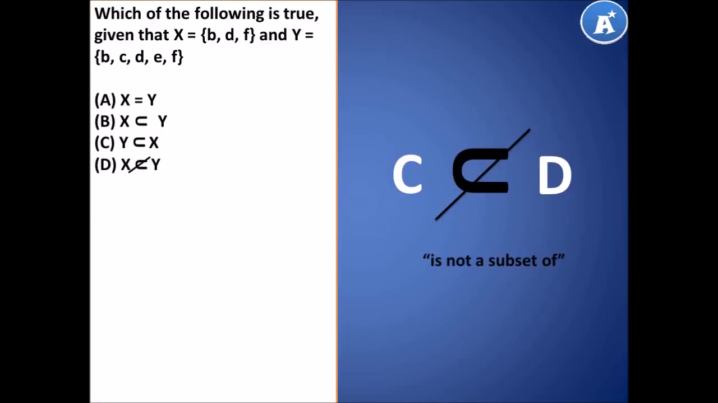Now let's look at set X. Set X has B, D, and F. And set Y has B, C, D, E, and F. Do you see that B belongs to Y and X? D belongs to Y and X, and F belongs to Y and X. Can you see that all of X's members belong to the set Y? So therefore we can say X is a subset of Y. So our answer is B.